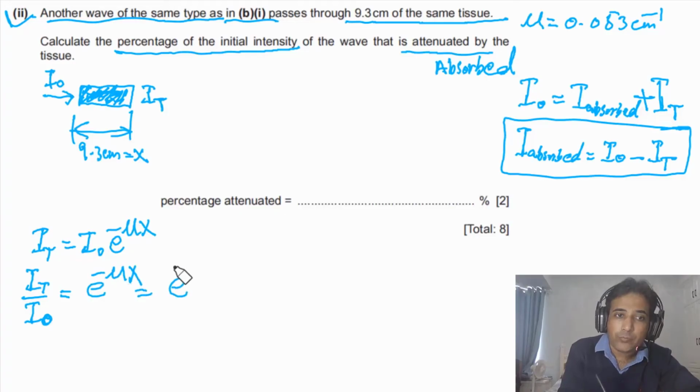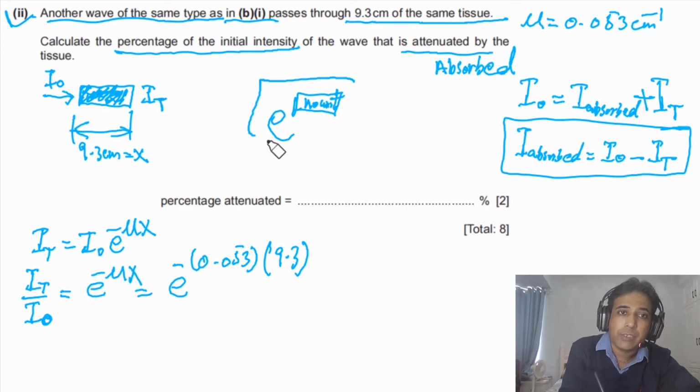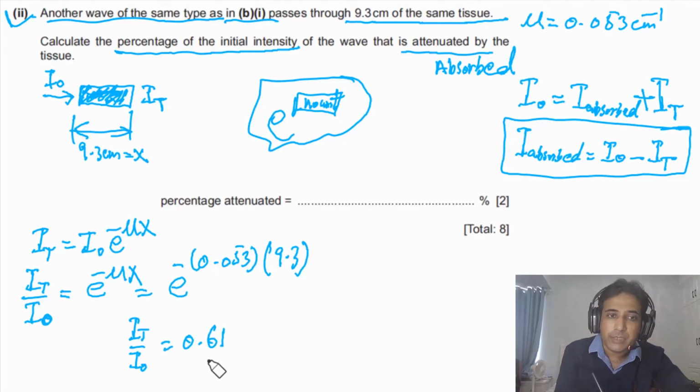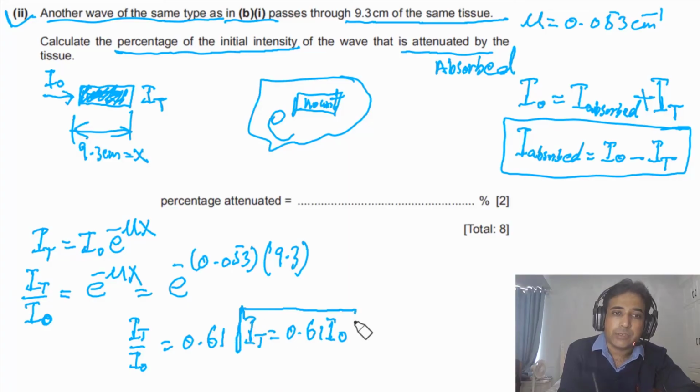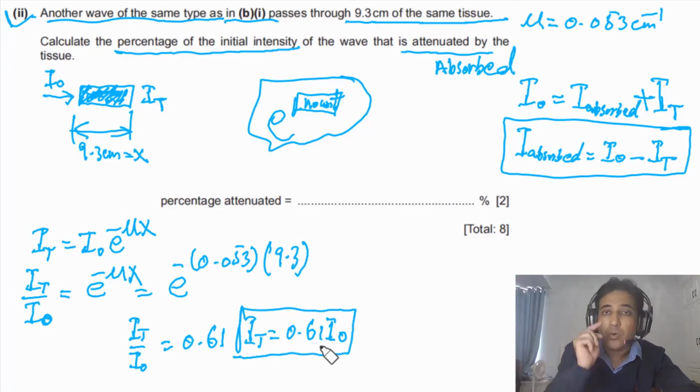We have the value of mu, that is 0.053, and the value of x is also in centimeters, so you can use 9.3. E to the power of something has no unit. So if we solve this one, we will get IT over I naught equal to 0.61. It simply means that IT is equal to 0.61 of I naught.